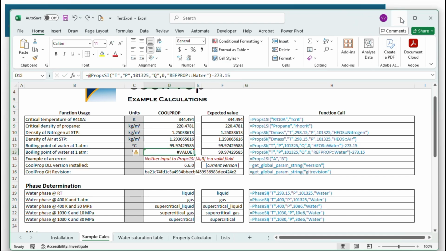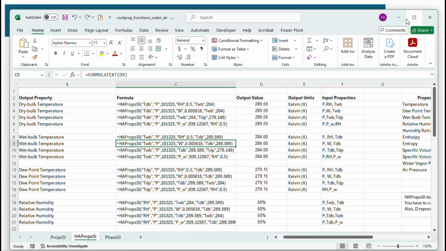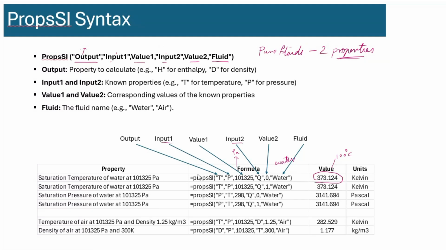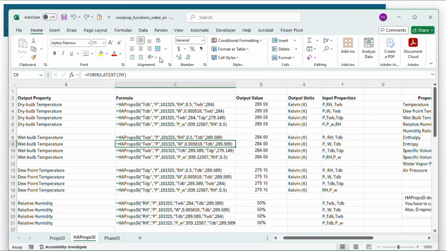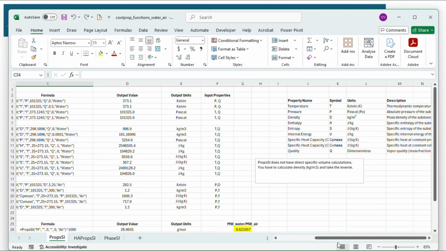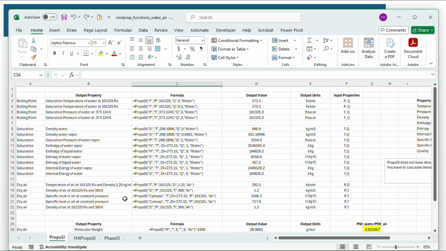So that's some basics about the PropsSI function. To actually see these particular calculations, you have to open the CoolProp functions Excel file that I had provided. You can go to the PropsSI tab and look at the saturation pressures of air and saturation temperature of air here.